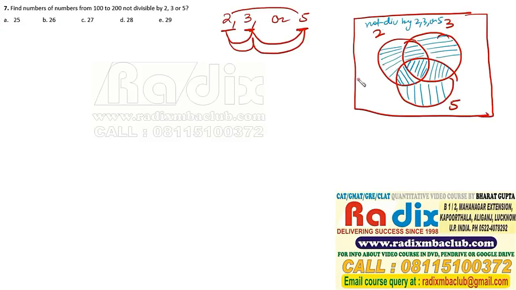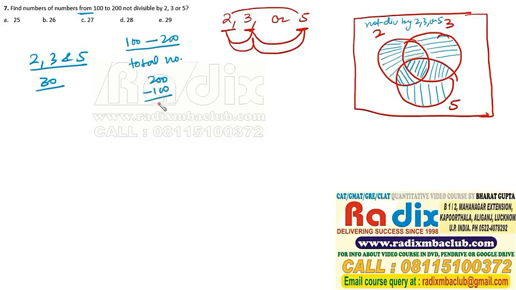So how to calculate? In this case the calculation would be lengthy, and as we discussed in the previous question, first of all we will start with the maximum divisibility: 2, 3 and 5. We will take the LCM of these numbers, which is 30. We have to check numbers from 100 to 200. The total count is 200 minus 100, last number minus first number, which is 100, divided by 1, plus 1, so 101.